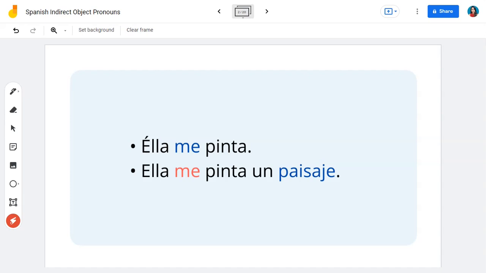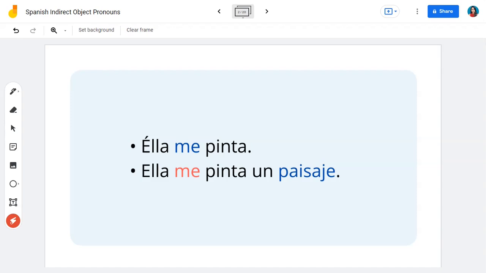The action. Ella me pinta, she paints me. What is she doing? Oh, she's painting. Pinta, that is the action of the sentence. Then you need to ask yourself, what? Ella pinta what? She paints what? ¿Qué pinta ella? She paints what? Oh, she paints me. This is the direct object.